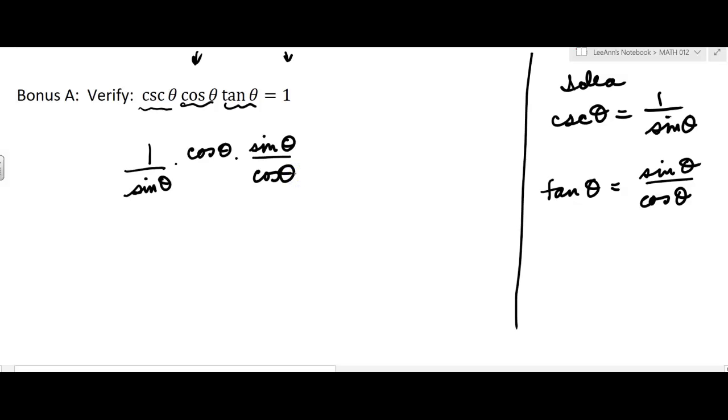Okay, well, the magic of algebra. Sine theta is going to cancel with sine theta, cosine theta is going to cancel with cosine theta, and so we are in fact going to get just 1, and we're done.